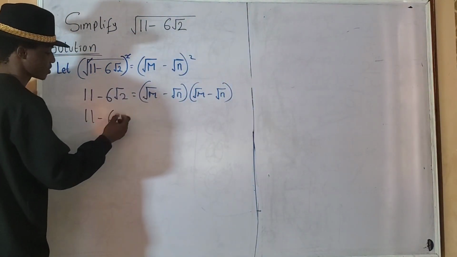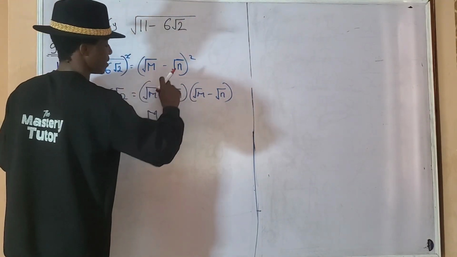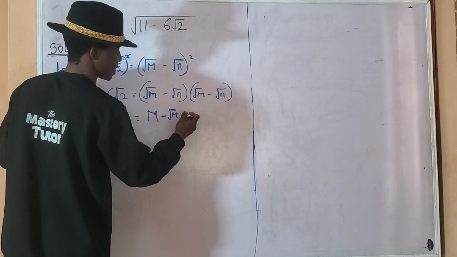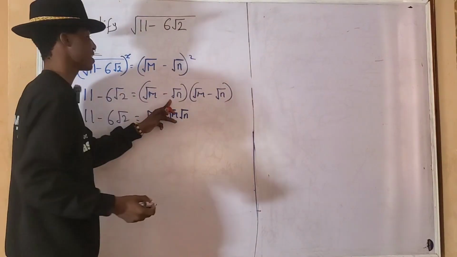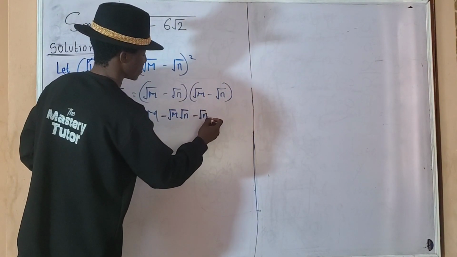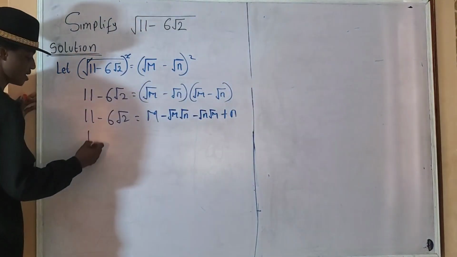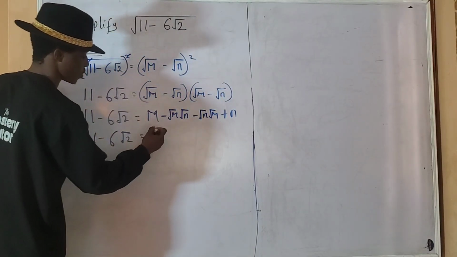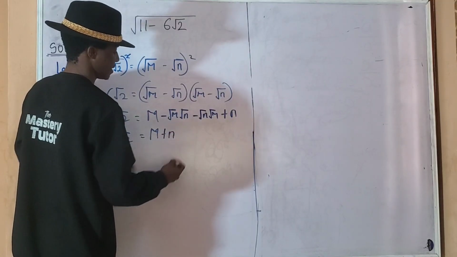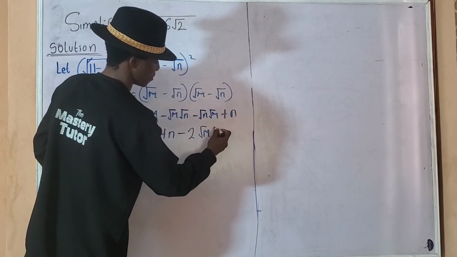So 11 minus 6 root 2 is equal to root m times root m, that is what? m. Root m multiplied by negative root n, that is negative root m multiplied by root n, right? Negative root n multiplied by root m, I'm going to have negative root n multiplied by root m, then positive n, right? So this will be 11 minus 6 root 2 is equal to m plus n, then this negative 2 root m root n.